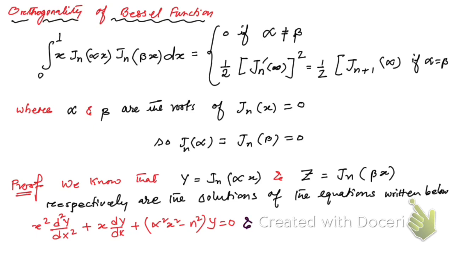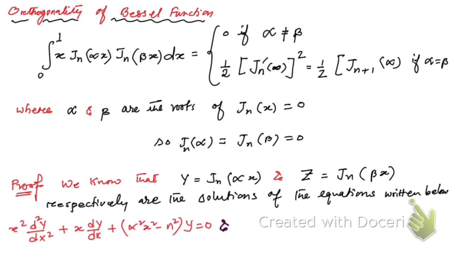And the equation whose solution is this, as I am writing here z, will be written in terms of z: x square second order derivative of z with respect to x, plus x first order derivative of z with respect to x, plus beta square x square minus n square into z is equal to 0.